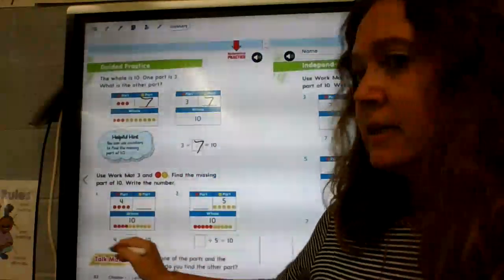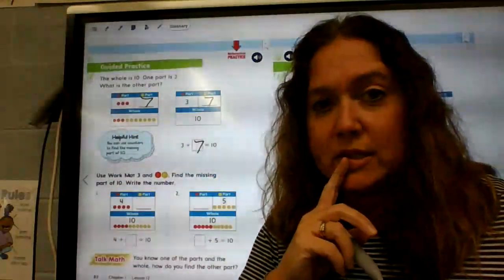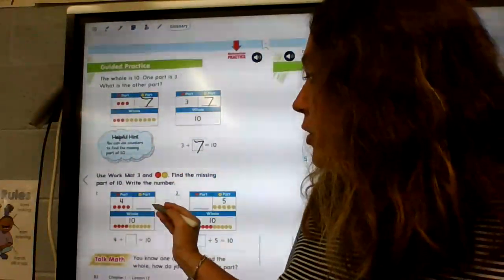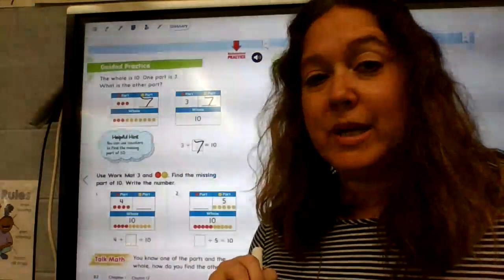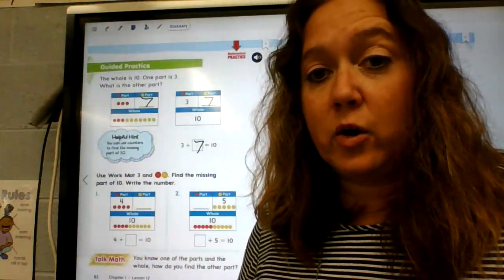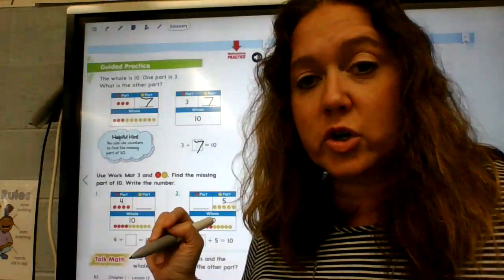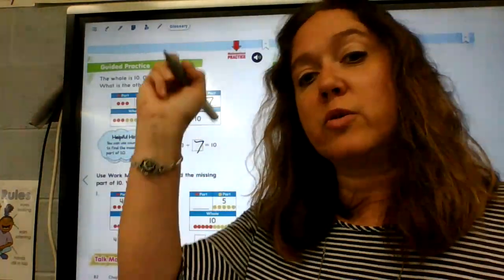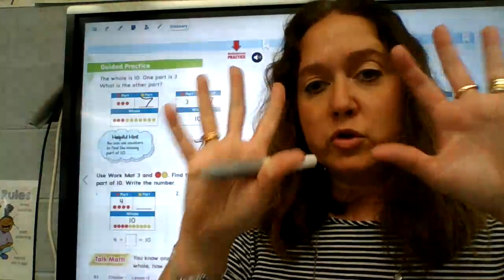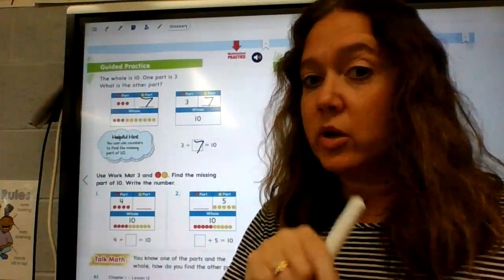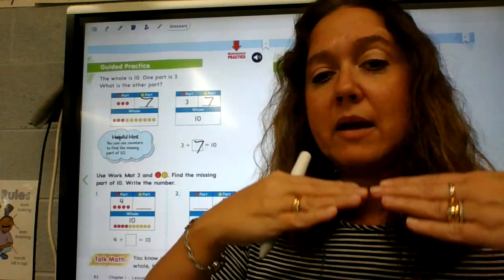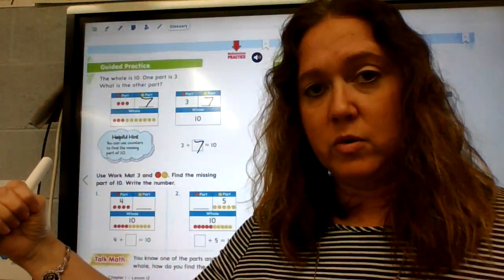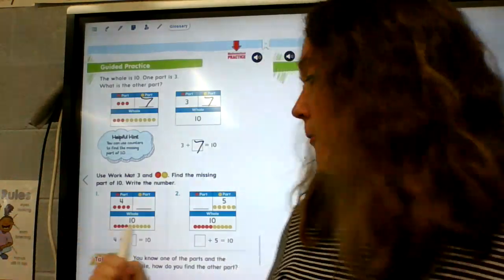All right, number 1. We're going to do number 1 together. Part of it is 4. We don't know the other part. Because it's giving us counters, that helps, because it's giving us a picture. But the part that you're doing on your own doesn't give you the picture. So you'll either have to draw, or use your fingers, or use cereal or buttons. Always having just 10 of something, taking away the part you know, leaving the part you don't know.